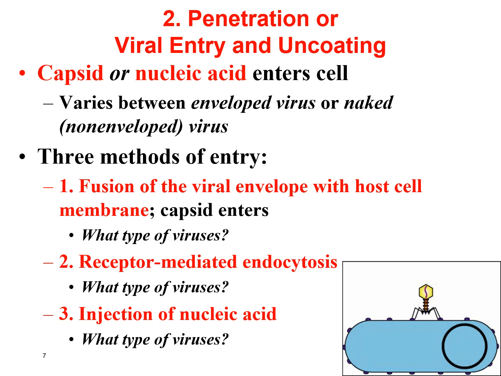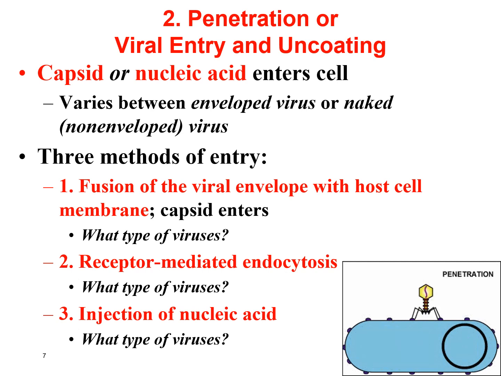So the first one is that if the virus is enveloped, the viral envelope can fuse with the host cell membrane, and then that will allow the viral capsid to enter inside the cell. So the type of viruses that can do this first method of entry would be enveloped viruses. They do have a viral envelope that can fuse with the host cell membrane, and then that will allow the capsid to enter.